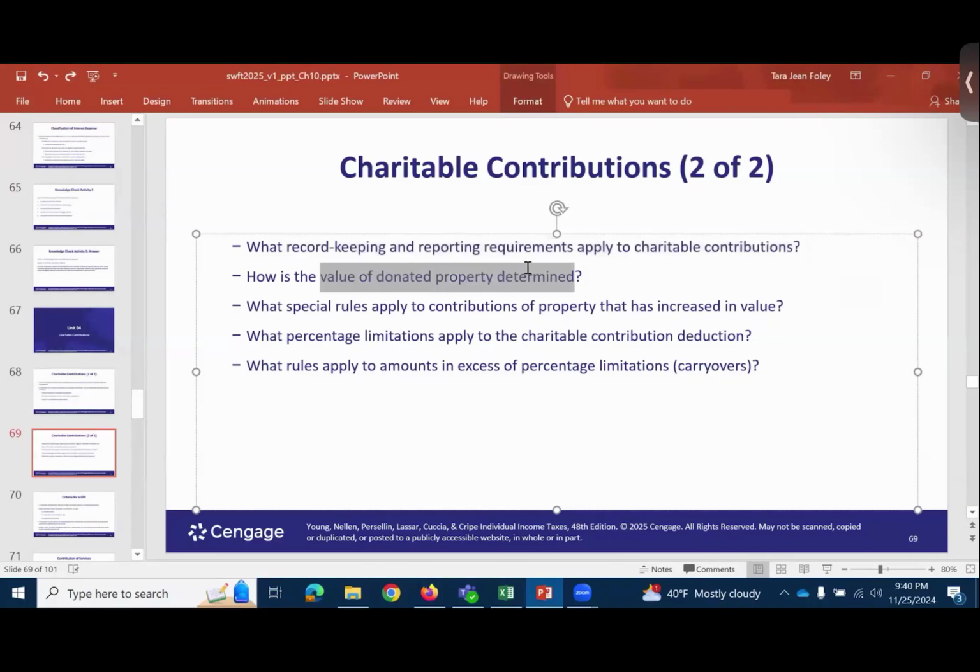You value the donated property by the fair value. And then there are special rules if the value increases, and there are percentage limitations on what you can deduct. So let's say, for example, I contribute $1,000 to organization X. Depending on what type of organization it is, I can only deduct a certain percentage based on the type of organization, which we're going to get to.